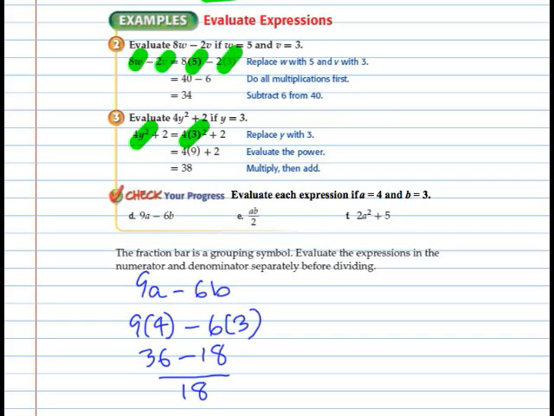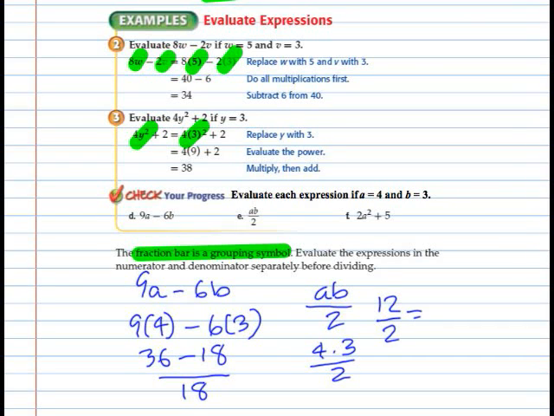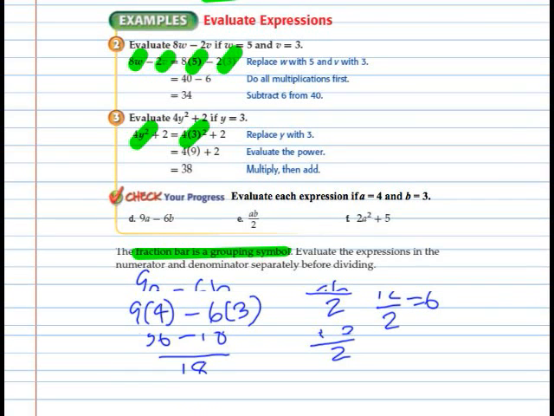In our second example, notice here it says that the fraction bar is also a grouping symbol. It says evaluate the expression in the numerator and then the denominator separately before dividing. So we're going to do that. A times b divided by 2 means 4 times 3 divided by 2, which is 12 divided by 2, which is 6.